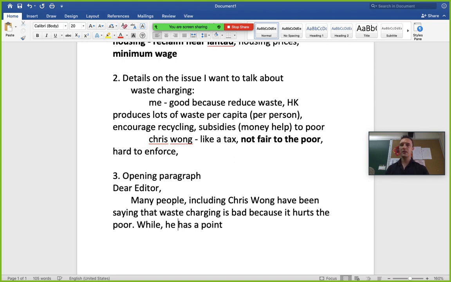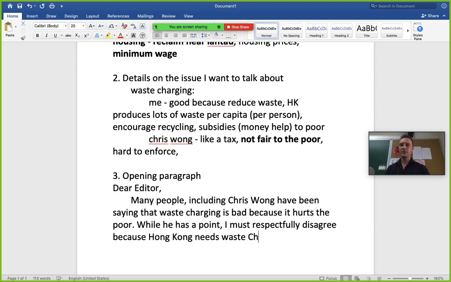Don't need a comma there. While he has a point. Well, let's even make this simpler. Never mind. Because I'm changing my mind right here as I go along. While he has a point, I must respectfully disagree because Hong Kong needs waste charging.